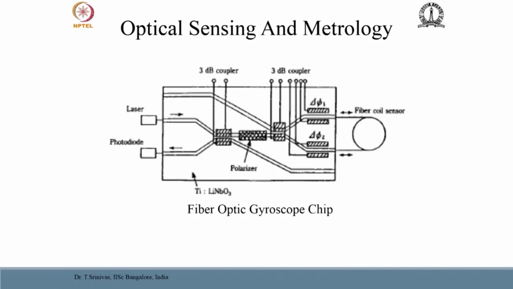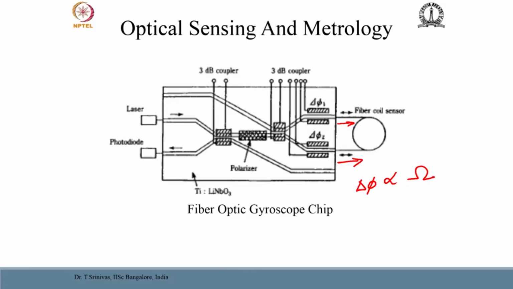One more example of integrated optical circuits is the fiber optic gyroscope chip, a sensor application. A fiber optic gyroscope typically has a coil of fiber, several rounds, and the basic principle of operation is based on the Sagnac effect, where you have the light passing through this coil in the clockwise and anti-clockwise directions. So, the phase difference between the clockwise and anti-clockwise propagating waves is proportional to the angular velocity of the entire object onto which this gyroscope is placed.